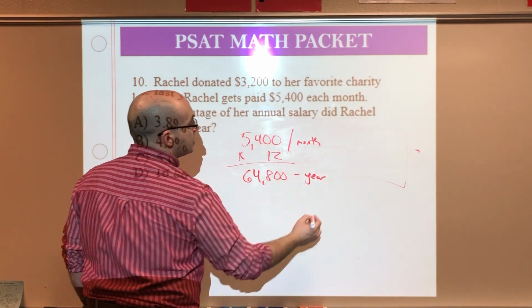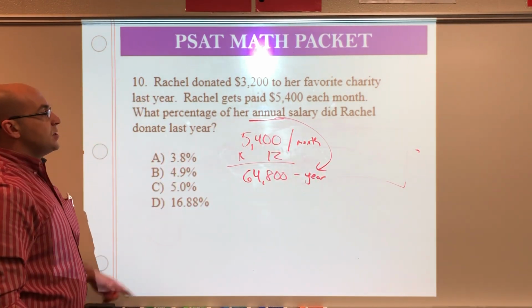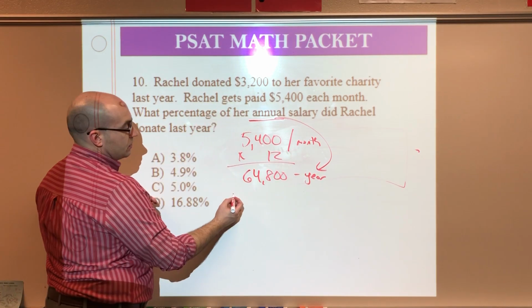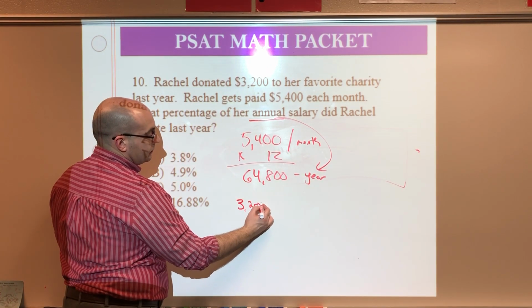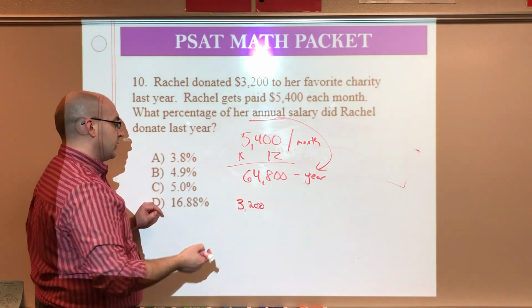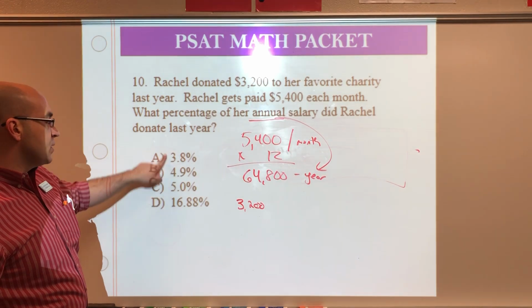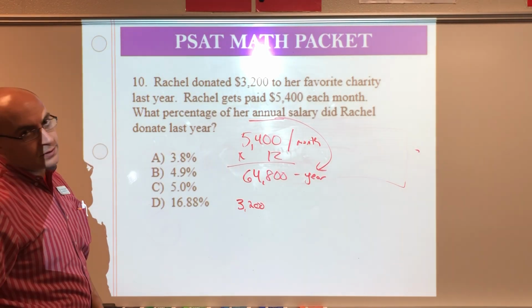We want to know the percentage of her annual salary. Annual means 1 year, okay? So she donated $3,200 of that money. Okay? Certainly really small in comparison to her annual salary. So it better be a small number. And all these are pretty small. That's a little bit too big. But all these are pretty small, so I'm probably guessing it's going to be one of those three.